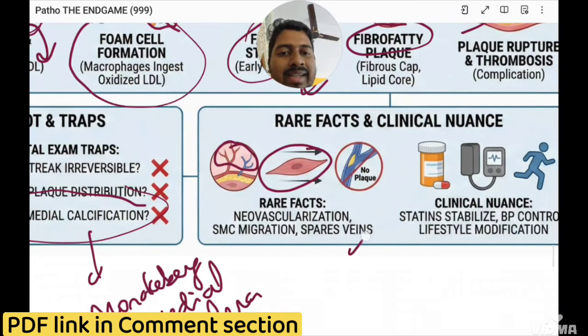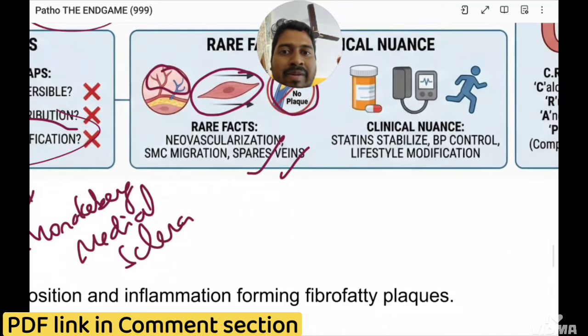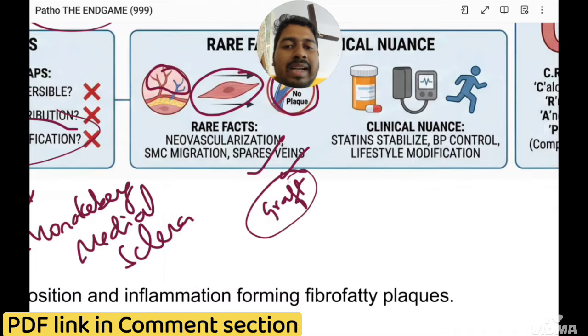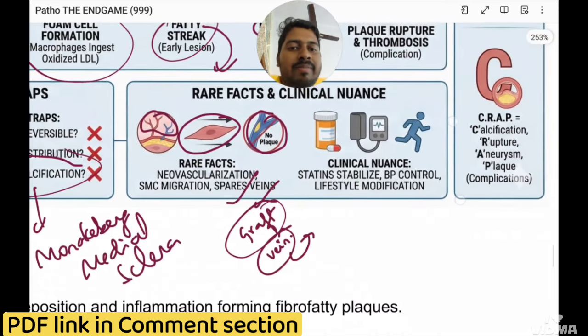And third, atherosclerosis doesn't occur in veins. That is very important, except if any vein is used during coronary artery bypass. If a graft like the saphenous vein or some other venous graft is used, that vein can undergo atherosclerosis, but as such atherosclerosis doesn't occur in the veins.